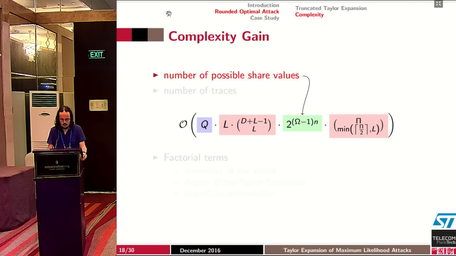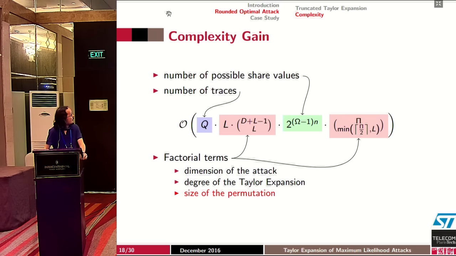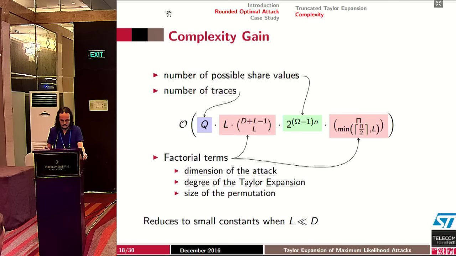If we now look at the complexity of this new attack, we can see that it still depends on the number of possible share values, so the expectation over the mask, and the number of traces. But it also depends on two factorial terms. These terms depend on the dimension of the attack, on the degree of the Taylor expansion, so L, and the size of the permutation. And we can notice that when the degree of the Taylor expansion is small compared to the dimension of the attack, these two factorial terms are small. As a consequence, this complexity is also small.